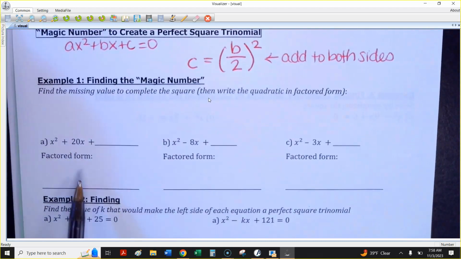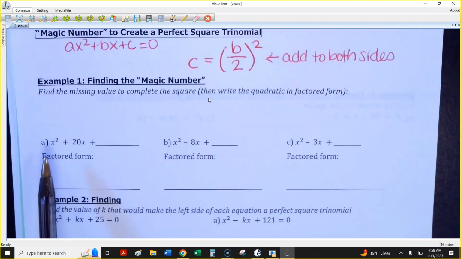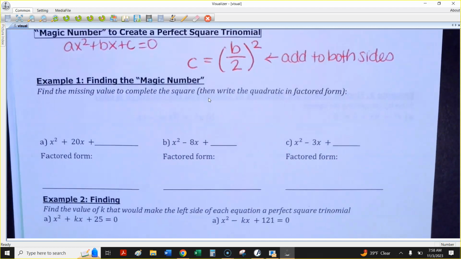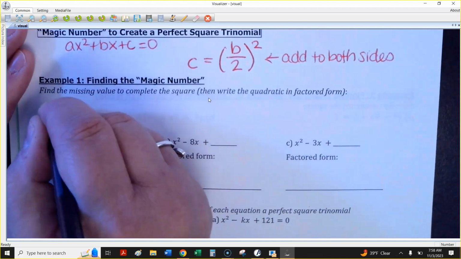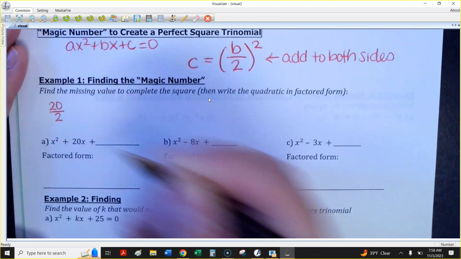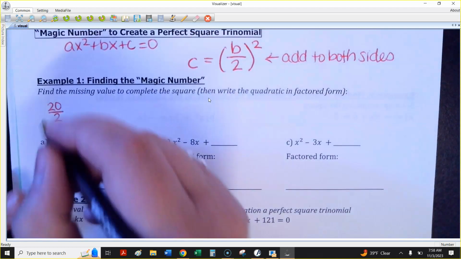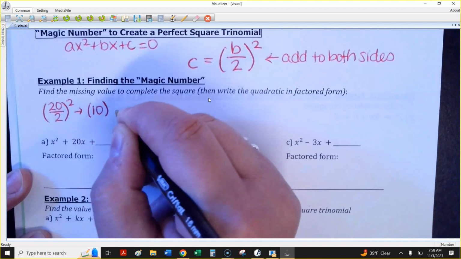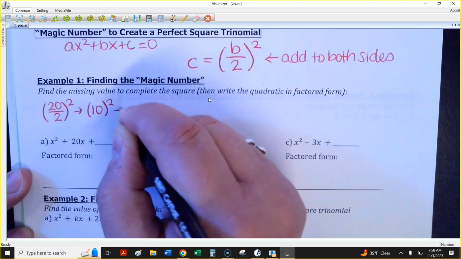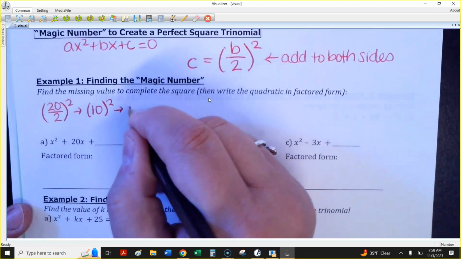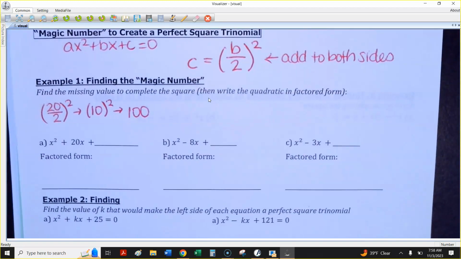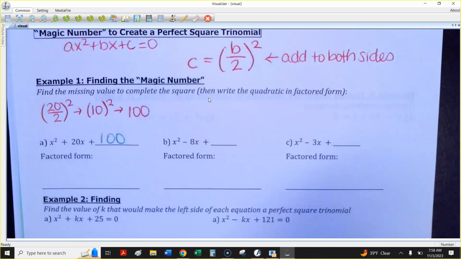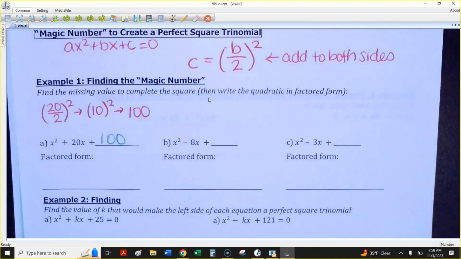If I just have x squared plus 20x, what is the b value there? The 20. Okay, so here's all you have to do. If I take 20, and this is just the formula, it's that b value divided by 2 and square it. So 20 divided by 2 would be 10, right? We're going to square it. The actual number is 100. So if I had 100 right here in this little blank, then that would be a perfect square trinomial.